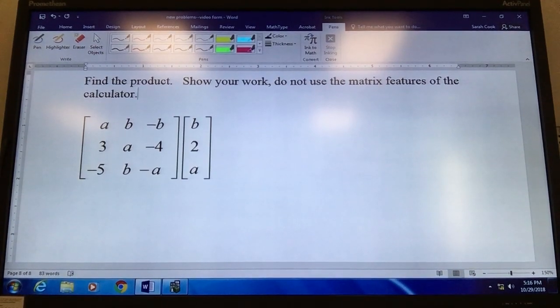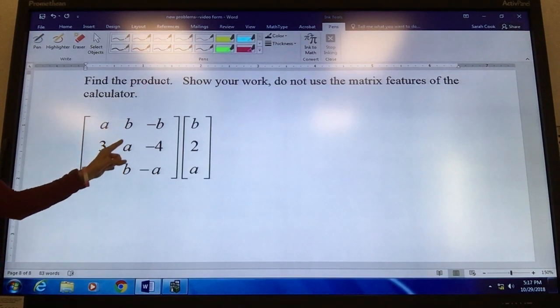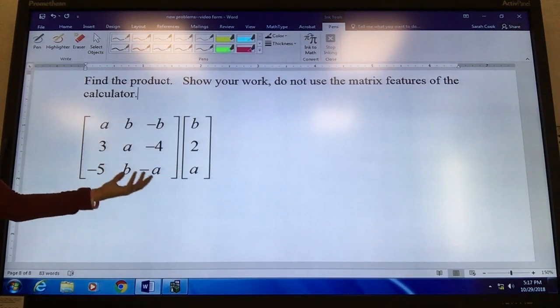We're asked to find the product of these matrices, and we want to do this by hand, not using the matrix feature on the calculator. This one we were forced to do by hand regardless of whether we could use a calculator or not, because I don't have number entries, I have some variables. So there's an intermix of numbers and some A's and B's in these, so I'm going to need to do this by hand.